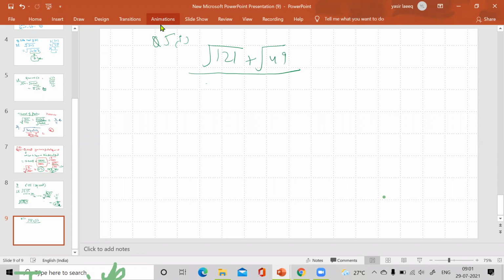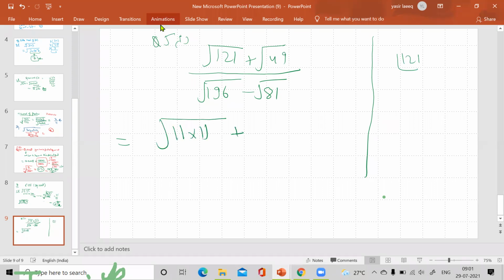So be careful. I am saying to everyone, if you are skipping the steps, then I will skip the marks. You make a rough here and simplify or factorize here. The steps I am telling you: it will be 11 into 11 under root sign plus 7 into 7. Just factorize here. Okay, is it clear?